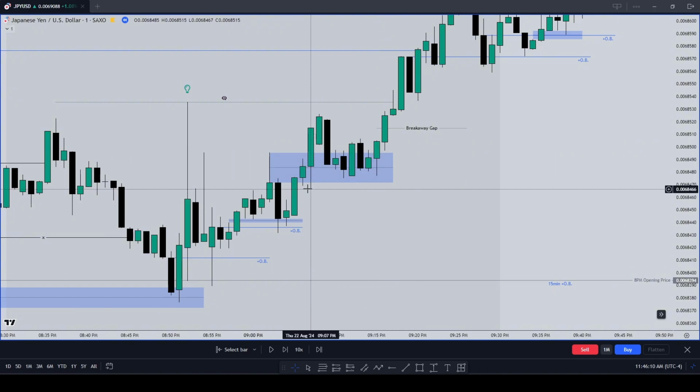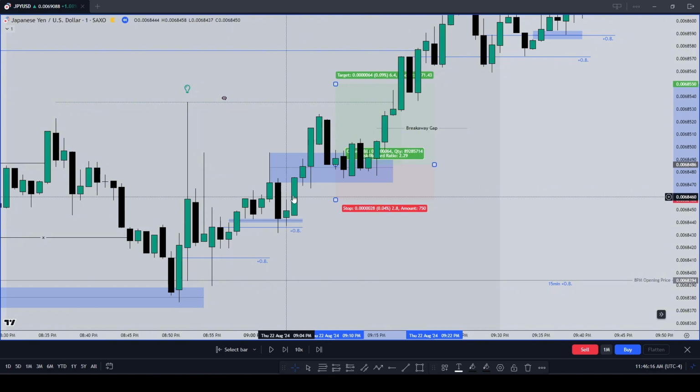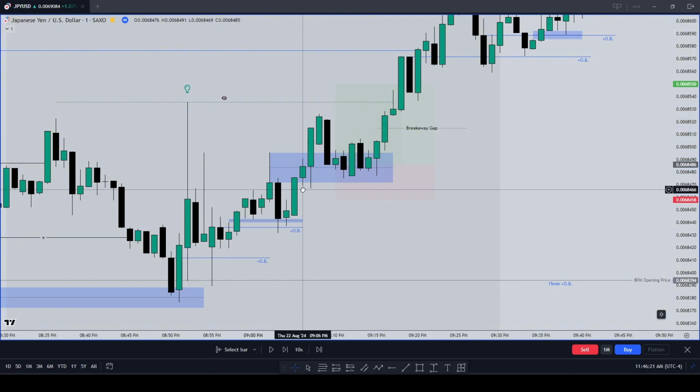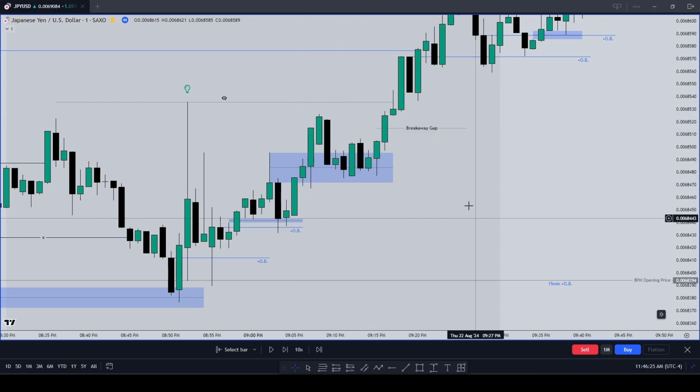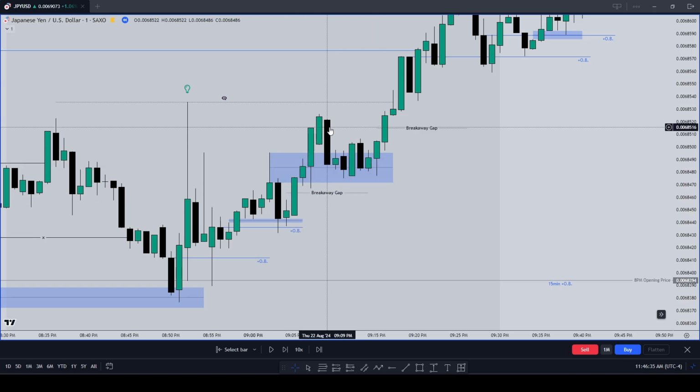If you were to go long here, ideally your stop loss should be at least below this breakaway gap, consequent encroachment, or you could also have it below this low, whichever one. But ideally, I'd put it below consequent encroachment of this breakaway gap. With this being a breakaway gap, I'm going to add it here so you guys can see it. Not only did you have a mitigation block, but you also had this breakaway gap supporting this price action seeking higher prices.